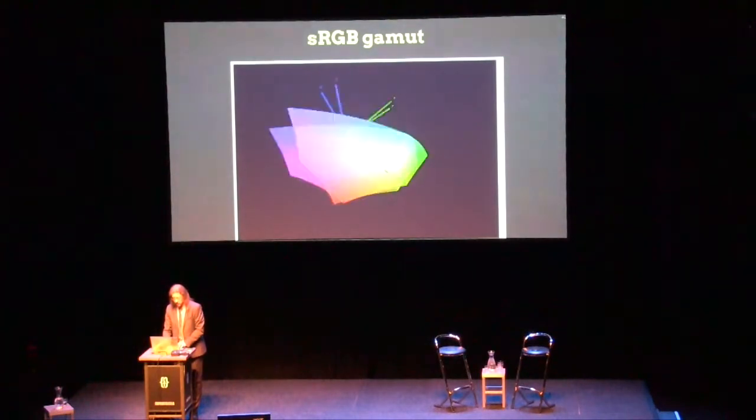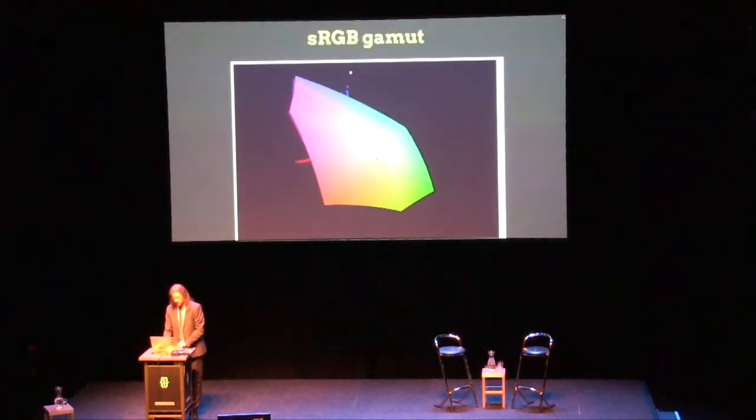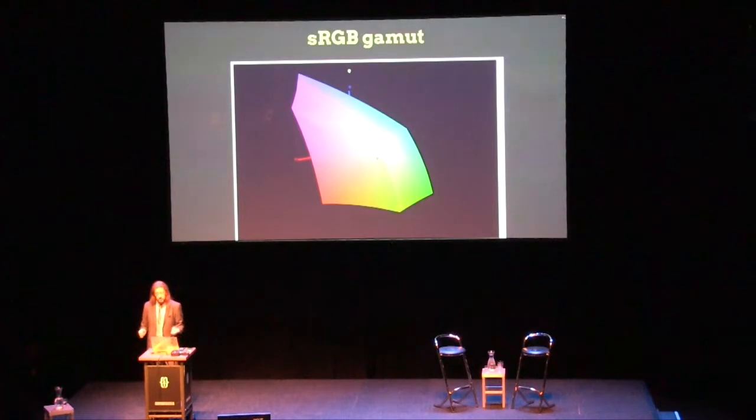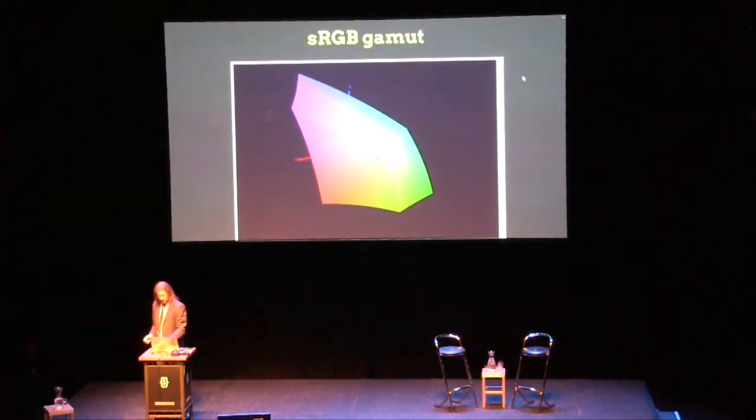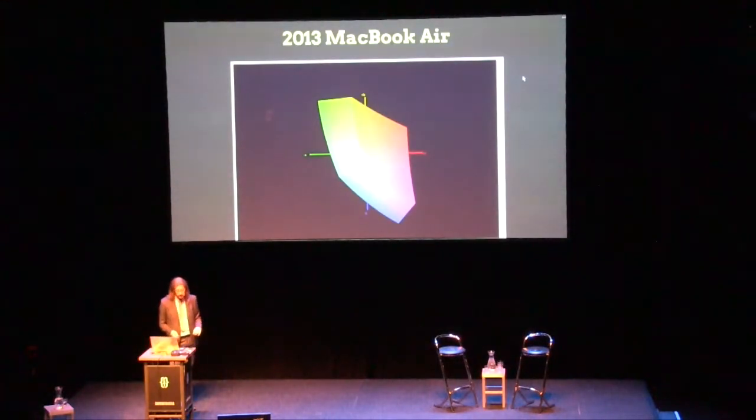Now, people often complain about sRGB and say that it doesn't cover all that you need for print, and it's really not very good. This is true, but there are worse ones. Not pointing fingers too much, but here's an example that I did actually measure. This is a MacBook Air. And if you compare that, well, it's quite a bit smaller. Quite a bit smaller. So there are devices that can't do all of sRGB.